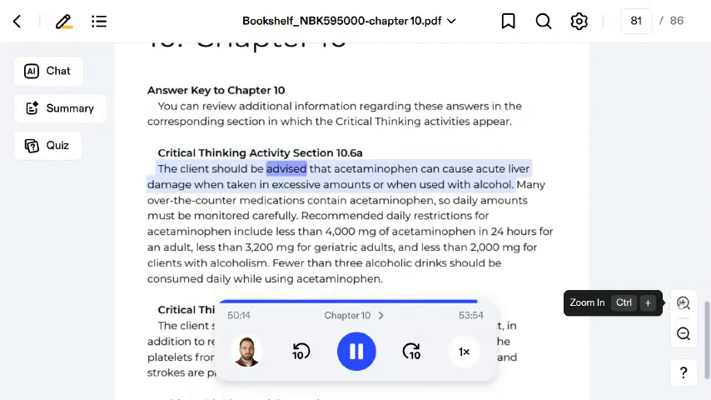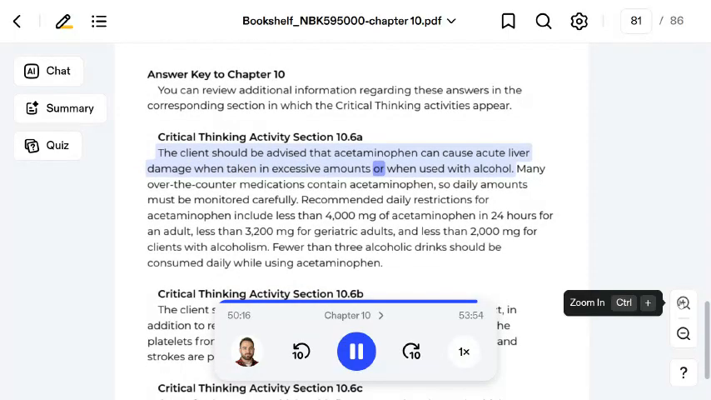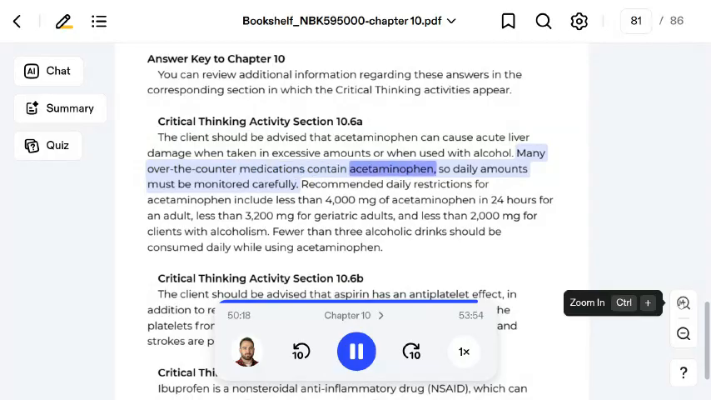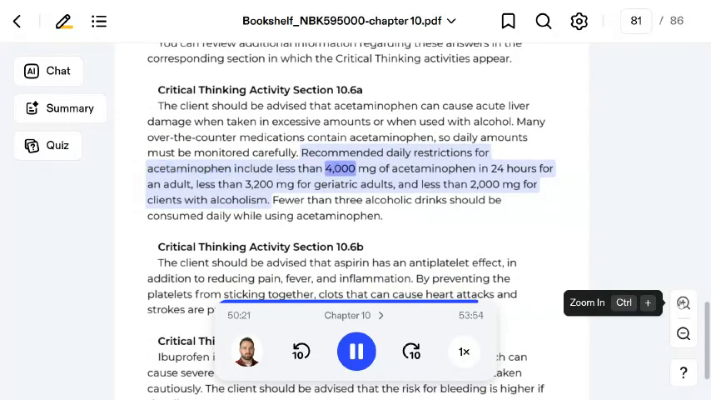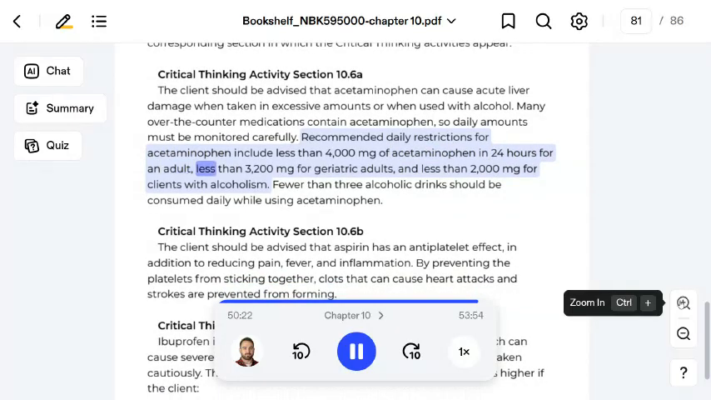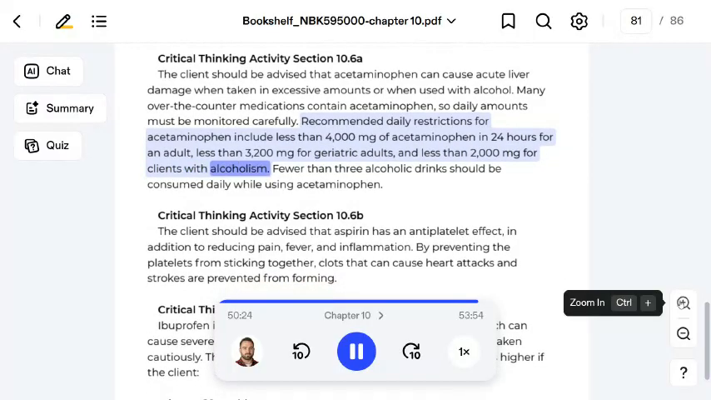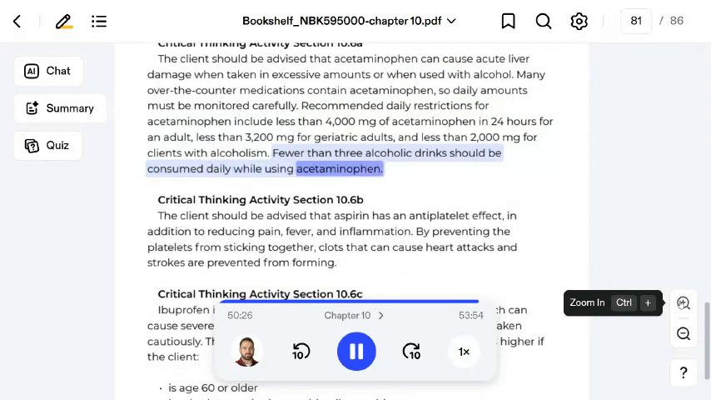The client should be advised that acetaminophen can cause acute liver damage when taken in excessive amounts or when used with alcohol. Many over-the-counter medications contain acetaminophen, so daily amounts must be monitored carefully. Recommended daily restrictions for acetaminophen include less than 4,000 milligrams of acetaminophen in 24 hours for an adult, less than 3,200 milligrams for geriatric adults, and less than 2,000 milligrams for clients with alcoholism. Fewer than 3 alcoholic drinks should be consumed daily while using acetaminophen.